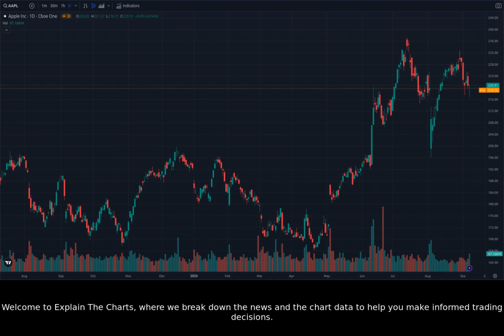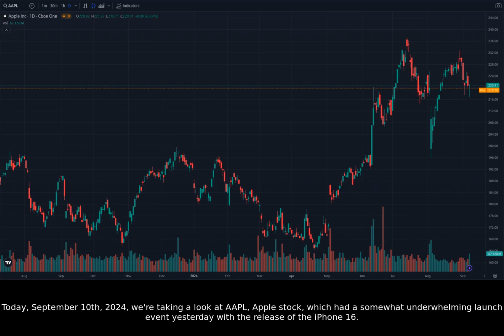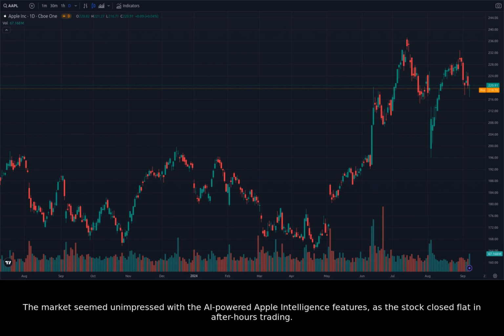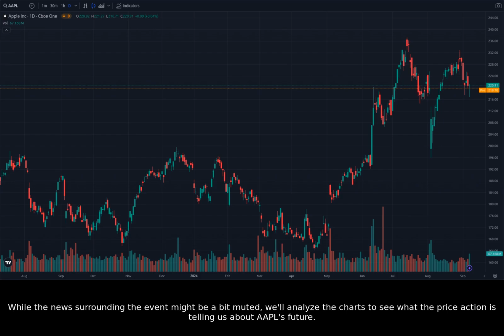Today, September 10th, 2024, we're taking a look at Apple stock, which had a somewhat underwhelming launch event yesterday with the release of the iPhone 16. The market seemed unimpressed with the AI-powered Apple Intelligence features as the stock closed flat in after-hours trading. While the news surrounding the event might be a bit muted, we'll analyze the charts to see what the price action is telling us about AAPL's future.